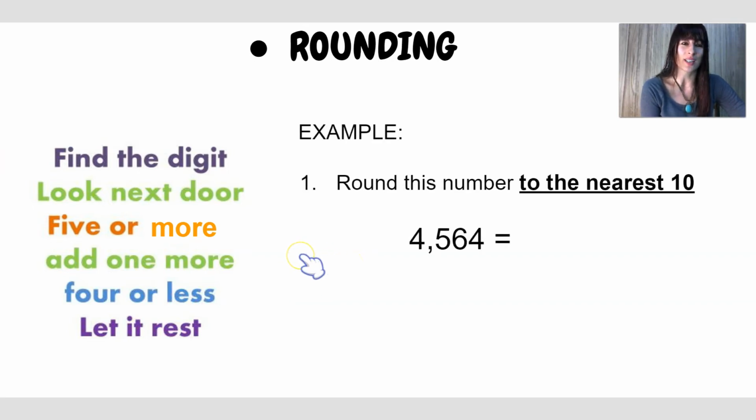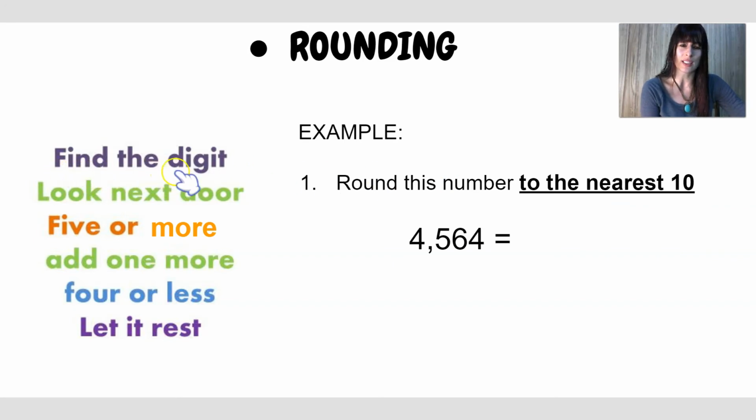Let's look at this first example. We have to round the number 4,564 to the nearest 10. Okay, it's very important that you pay attention to what your teacher is asking you to round it to. Is it to the nearest 10 or to the nearest 100? Okay, that makes a big difference.